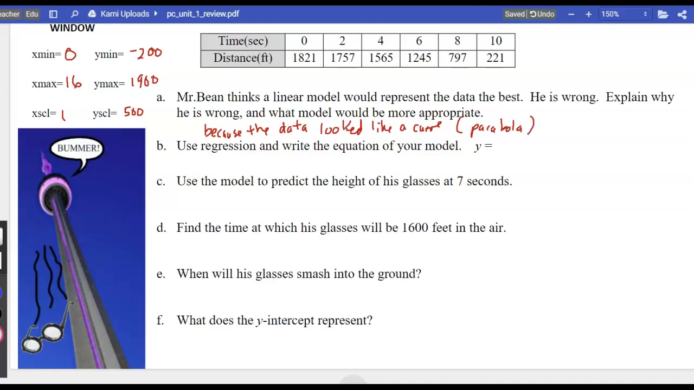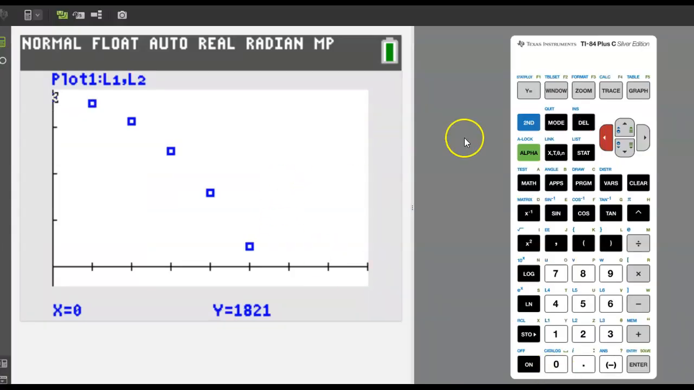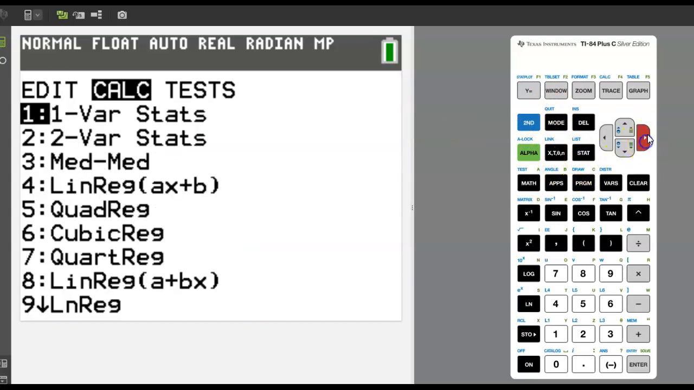Okay. So if it's a parabola, we know that that's a quadratic. The only two that we have looked at so far are linear and quadratic. We'll do some more later. So what I want to do at this part of the video is just show you guys how to get a quadratic regression.